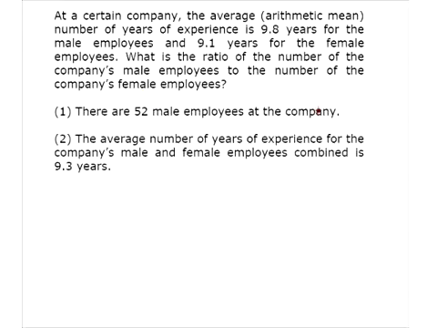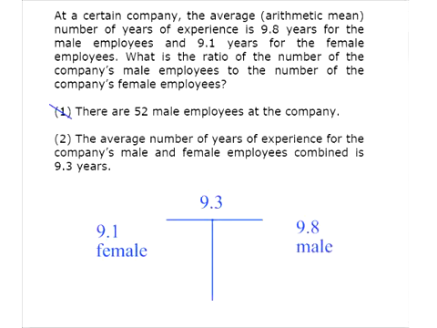The first statement is just a real number. It does not help, so that one's not sufficient. The second one is giving us the weighted average. So here's how we would set it up if we were trying to calculate it this way. The weighted average comes out to be 9.3. The females are giving me 9.1. The males are giving me 9.8.